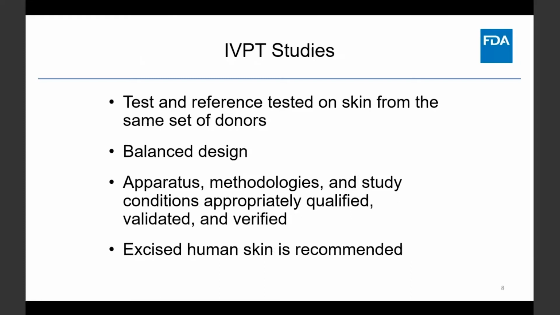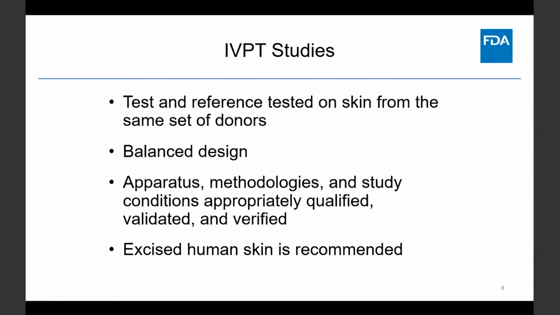So next, we cover items specific to IVPT studies. To help reduce variability and possible bias, test and reference products should be tested on skin from the same set of donors. A balanced design should be followed, although there may be exceptions, as was discussed earlier on day one. There is a scientific approach to dealing with unbalanced situations.